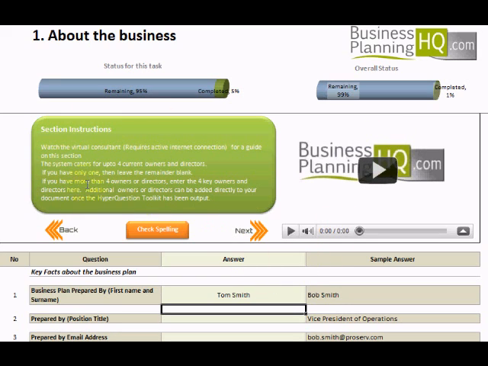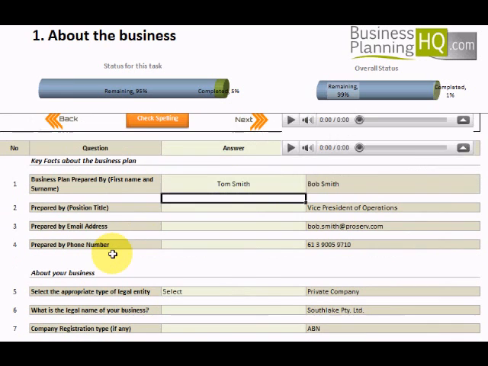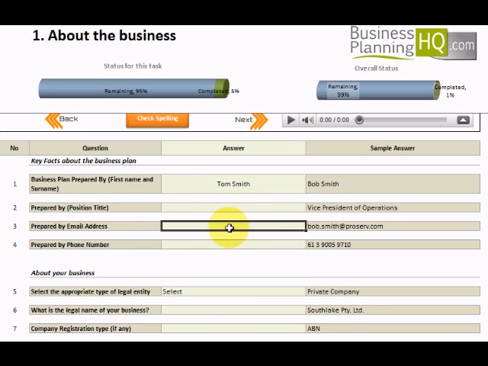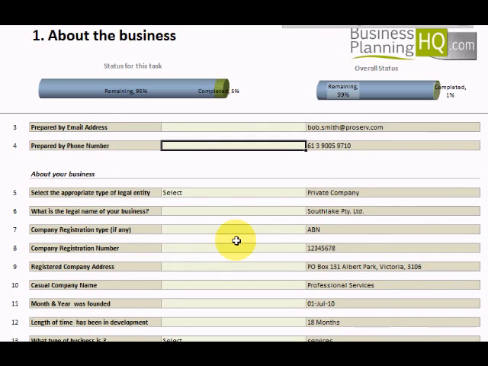At the top here we've got instructions, and then we have a video here which you're watching now. Just running through some of the answers. This section's fairly straightforward. Name of the person that's preparing the business plan, their position, title, email address and phone number. These are so that once a business plan has been distributed to a target audience, that they know who to contact in relation to the plan.